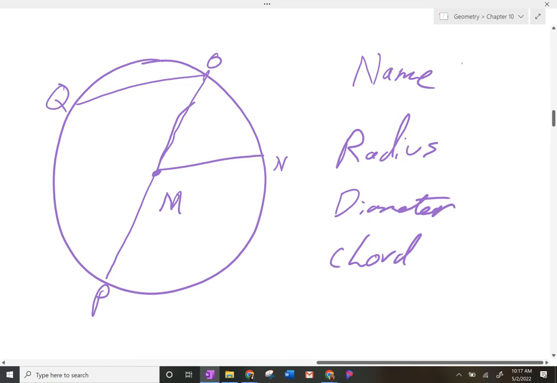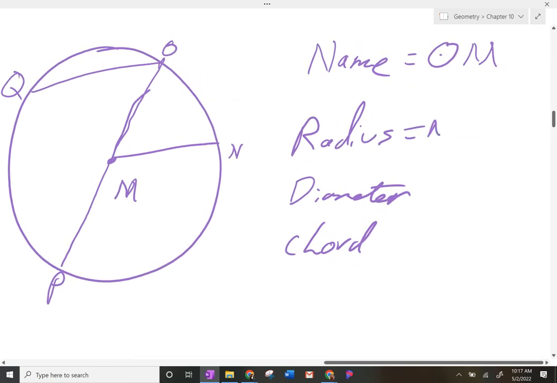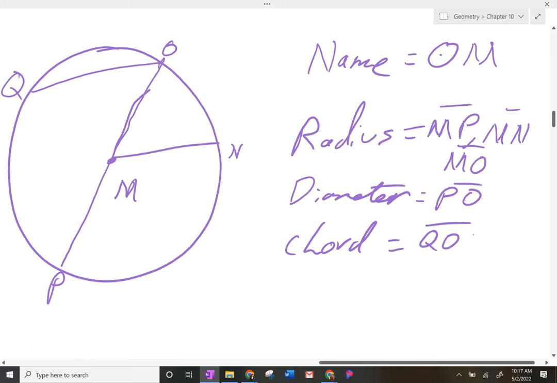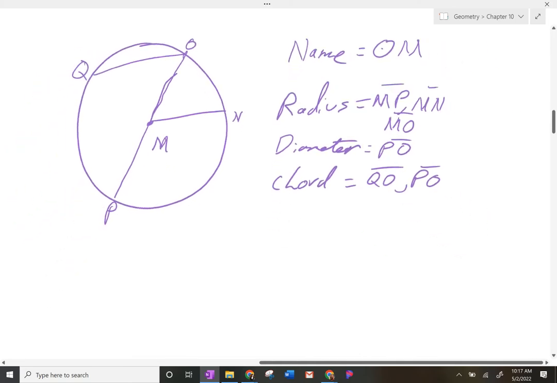So the name of the circle for this one, you guys all wrote it perfectly. Again, that circle with the dot, M. Your radius, there's going to be 3 of them. You didn't have to do all of them, but you could have had MP, MN, or MO. Diameter would have been PO or OP. The order did not matter. And then your chords could have been QO or PO, either one of those. You guys got it? Feeling good?